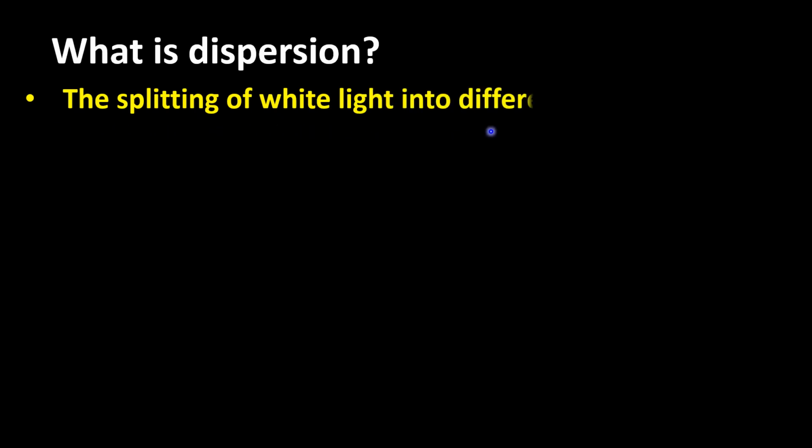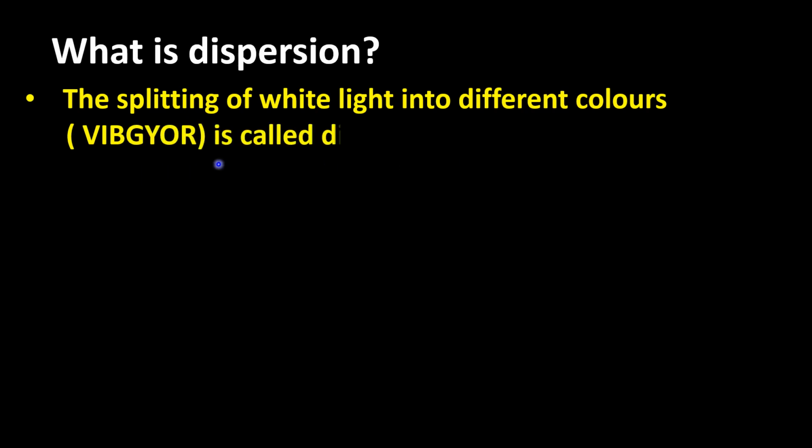So what is dispersion? Dispersion is nothing but the splitting of white light into different colors. The splitting of white light into different colors is called dispersion. So the different colors are VIBGYOR. VIBGYOR, that means violet, indigo, blue, green, yellow, orange and red.